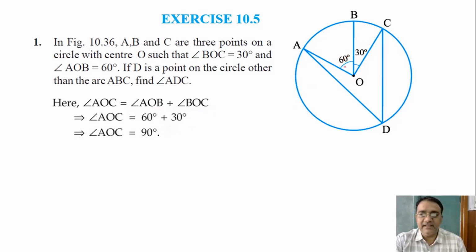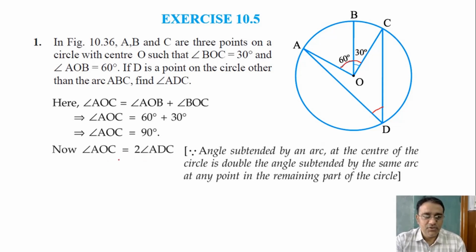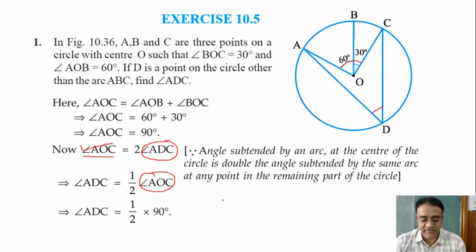Now this angle AOC is double of this angle. The statement is that the angle subtended by an arc at the center is double the angle subtended by the same arc at any point on the remaining part of the circle. Right? So the value of this is 90 degrees. So we can write angle ADC is half of angle AOC. Now substitute angle AOC, that is 90 degrees, and half of 90 degrees is equal to 45 degrees.